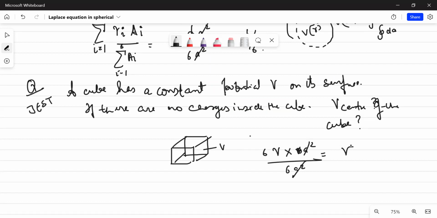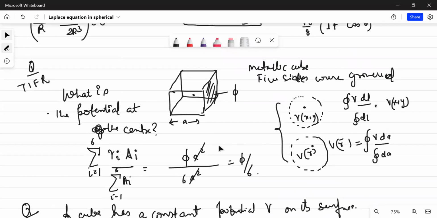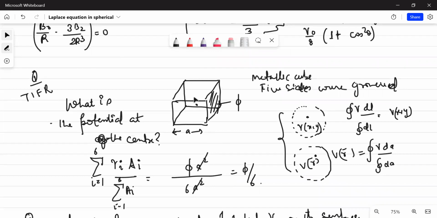In such questions, don't be hasty, because V/6 is also given as an option. So option number D, if you see, this was asked in JEST 2012. Okay, so don't be hasty. So this is B and this is, I think, 5/6. What happens is, at times when you are supplied with such a question, if you don't know how to find the potential at the center, then you will not be able to do it.